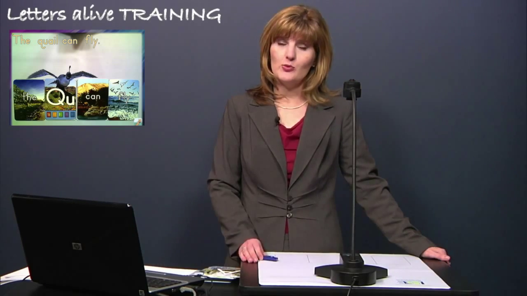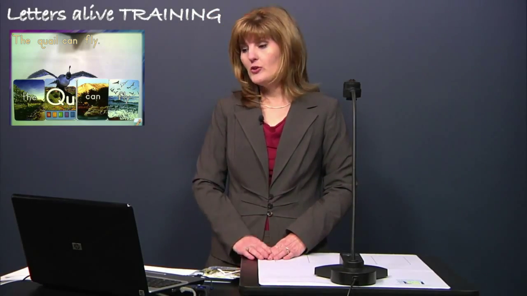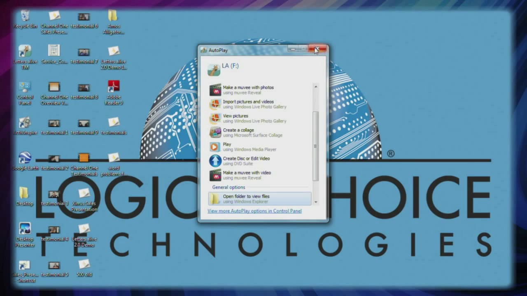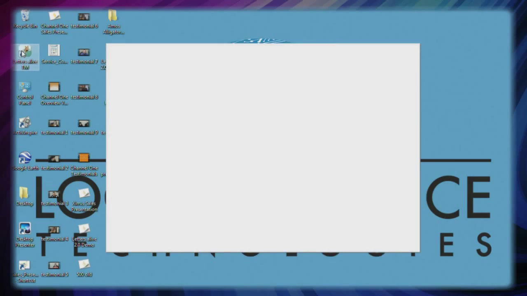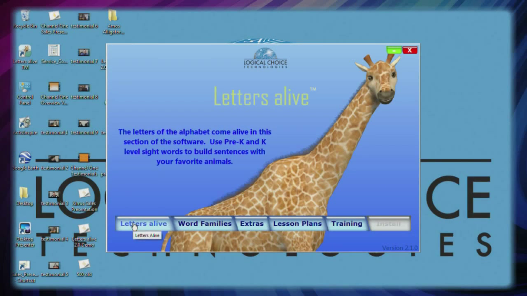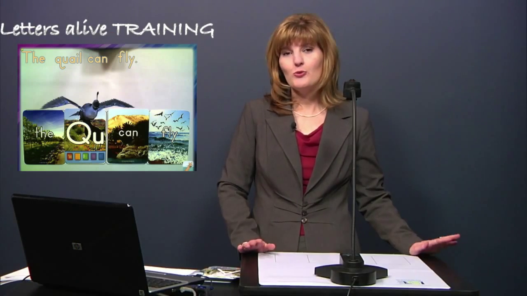Each time you use any of the programs within the Letters Alive suite, you're going to need your USB drive. So we're going to start off by inserting that. Now you may get a pop-up that calls for the autoplay. You're going to close that and double-click on the Letters Alive shortcut that's on your desktop. It will bring up the main menu. Now today we're working in Letters Alive, so you're going to click on that. Now as that loads, we'll wait just a few seconds to let it get started.